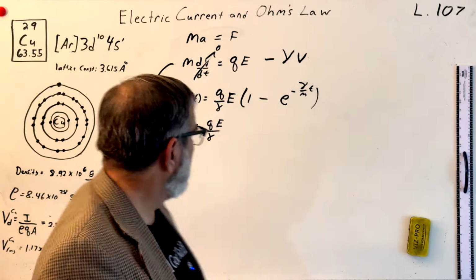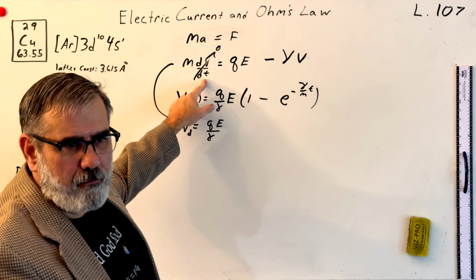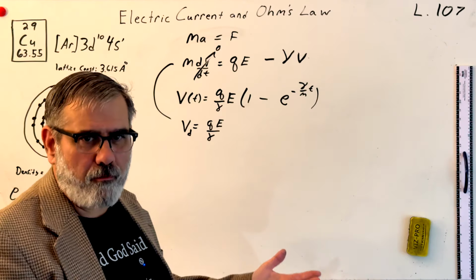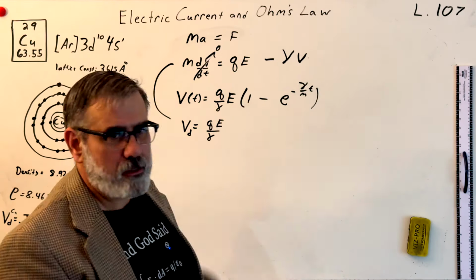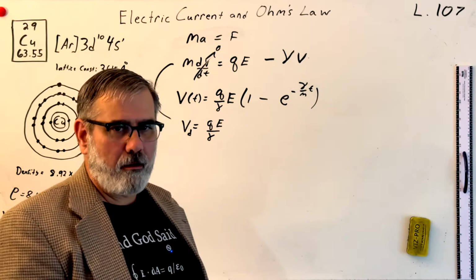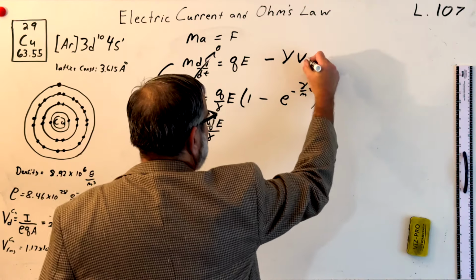Does that make sense? All I did is say that if the velocity is constant, the derivative of it with respect to time is zero. So this left side is zero, that means this equals this, and then I solve for the velocity v. So we can identify this as the drift velocity.